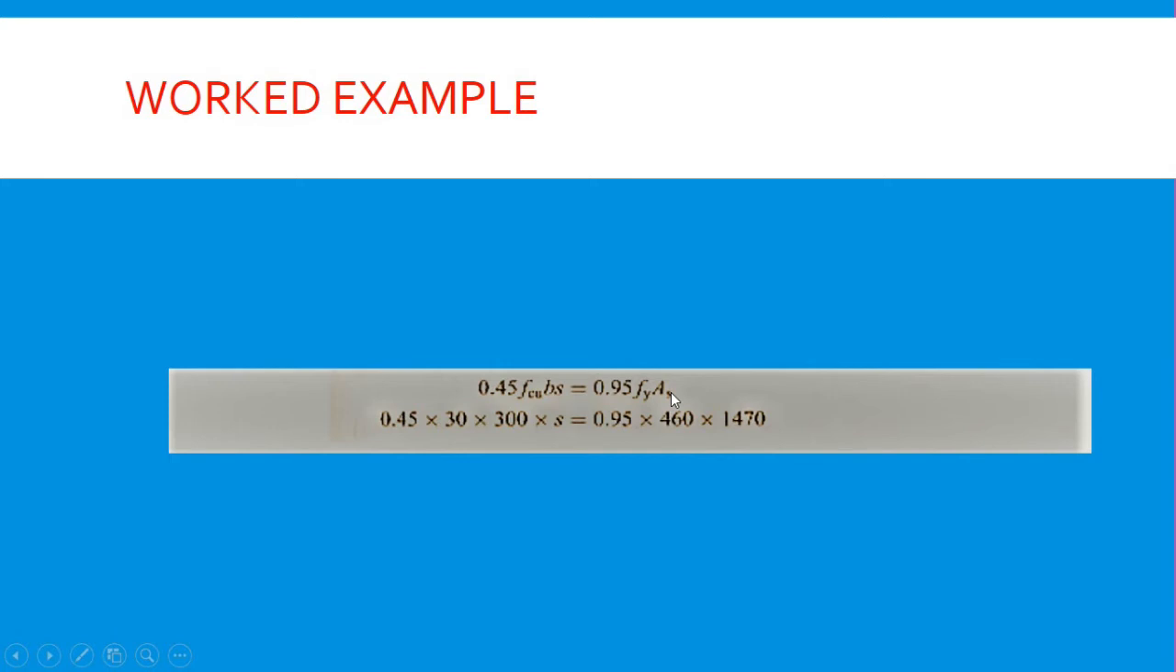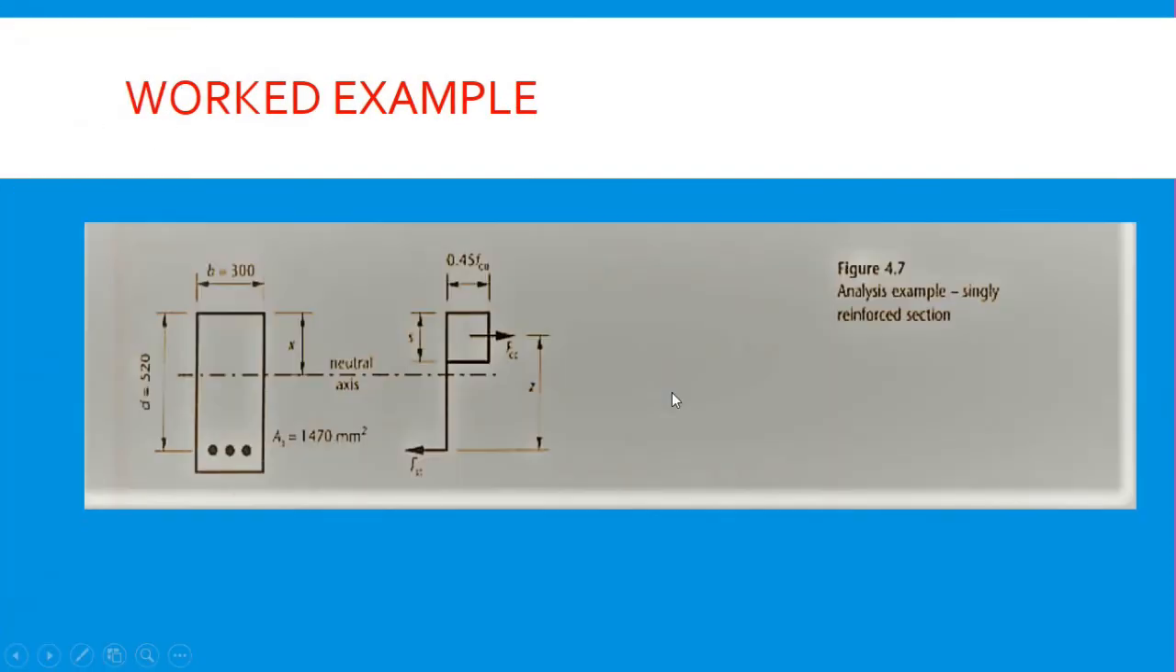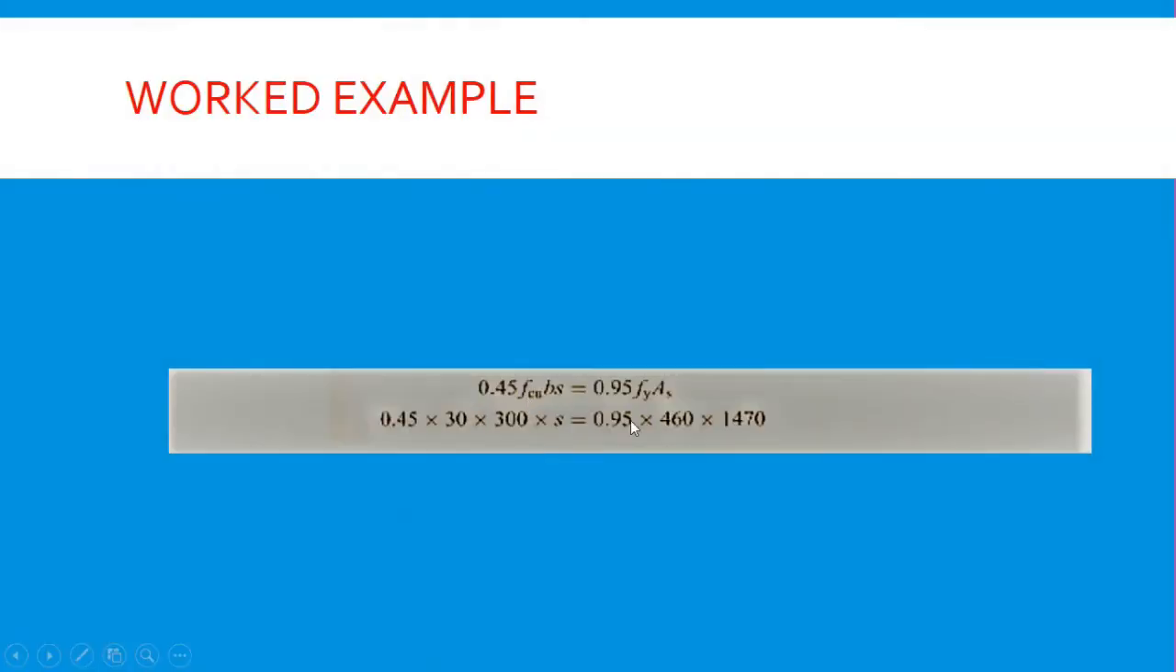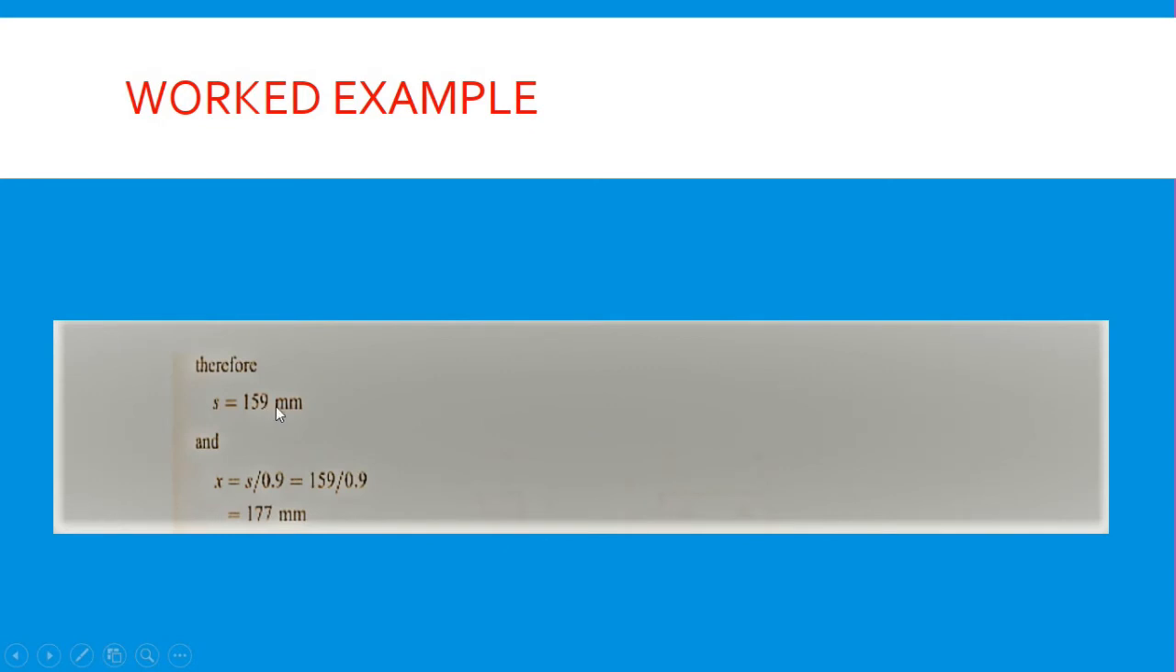Fy is 460, as we had already. The value of As, the area of the tensile steel here, is 1470. So substituting in the equation, we make s the subject of the formula. We divide 0.95 by 460 by 1470, by 0.45 by 30 by 300. So the value of s here will be 159.